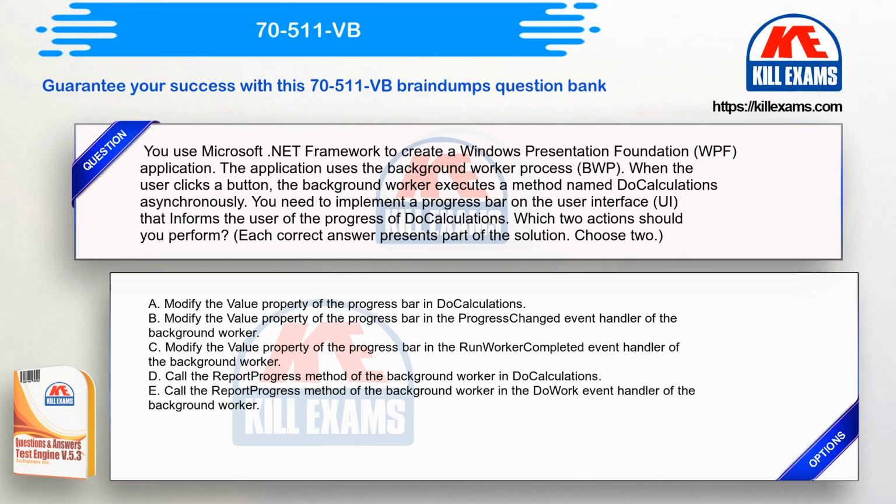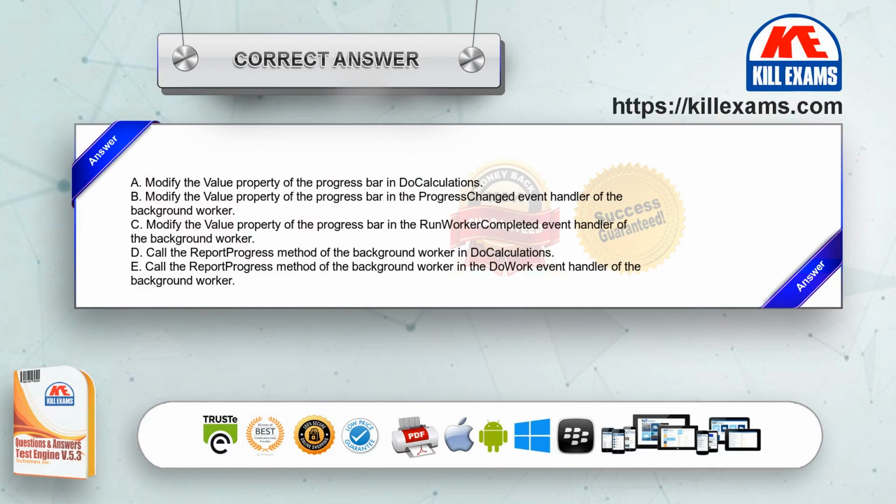Choose two. Option A. Modify the Value property of the progress bar in doCalculations. Option B. Modify the Value property of the progress bar in the ProgressChanged event handler of the BackgroundWorker. Option C. Modify the Value property of the progress bar in the RunWorkerCompleted event handler of the BackgroundWorker. Option D. Call the ReportProgress method of the BackgroundWorker in doCalculations. Option E. Call the ReportProgress method of the BackgroundWorker in the DoWork event handler of the BackgroundWorker. The correct answer is options B and D.